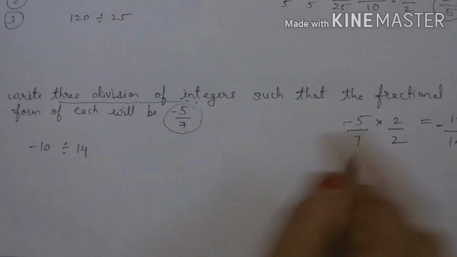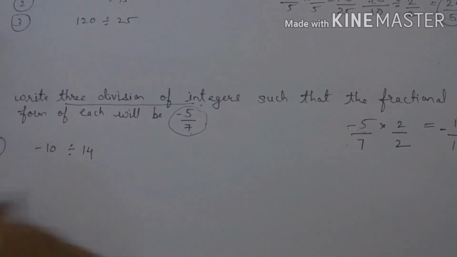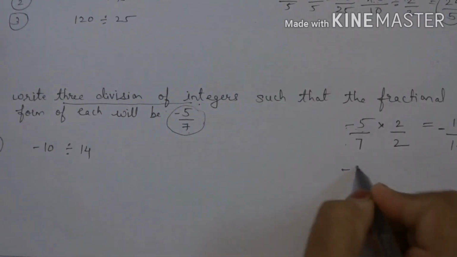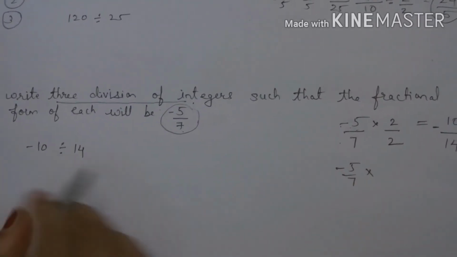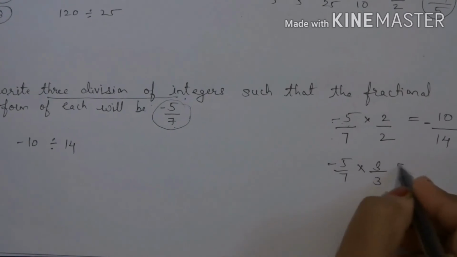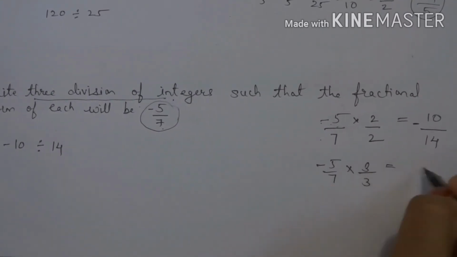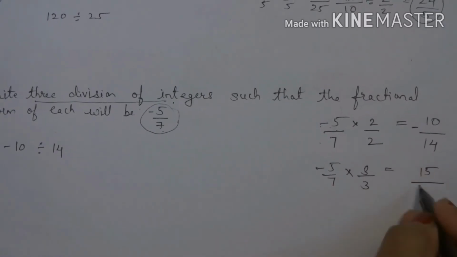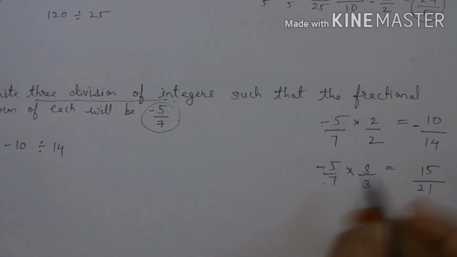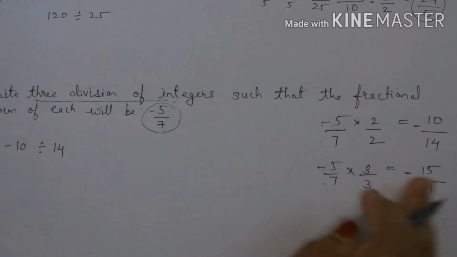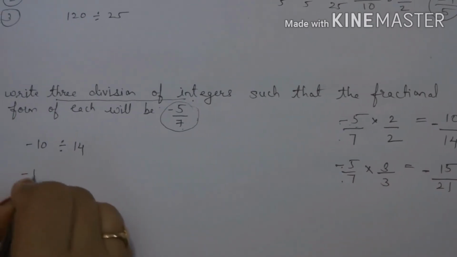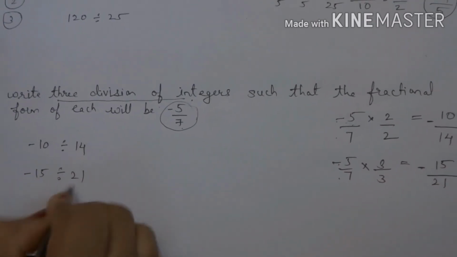See the second. For getting the second, again take this fraction, minus 5 upon 7. Now you multiply by 3. So minus 5 into 3. 5 3s are 15, 7 3s are 21. Here minus plus is minus. So what is the next? We got minus 15 divided by 21.